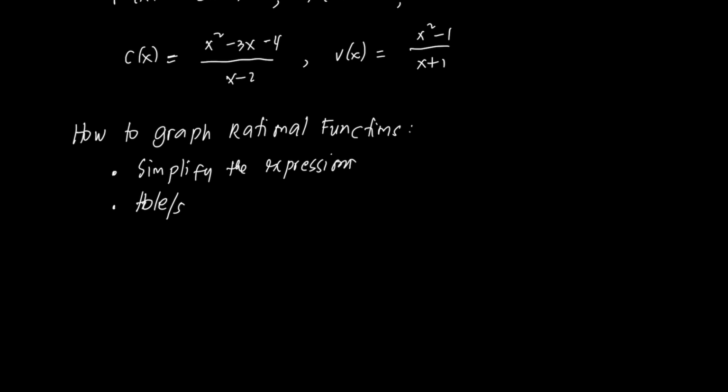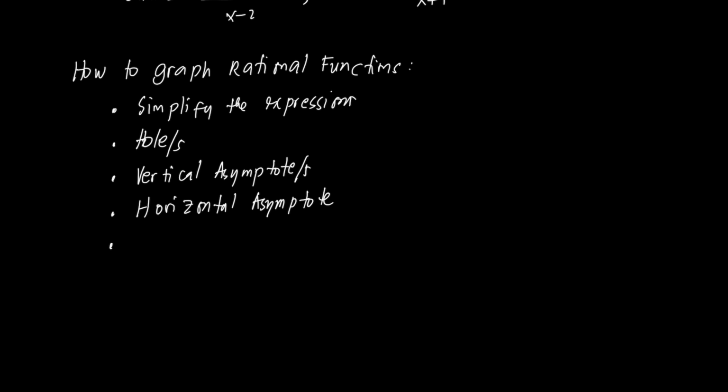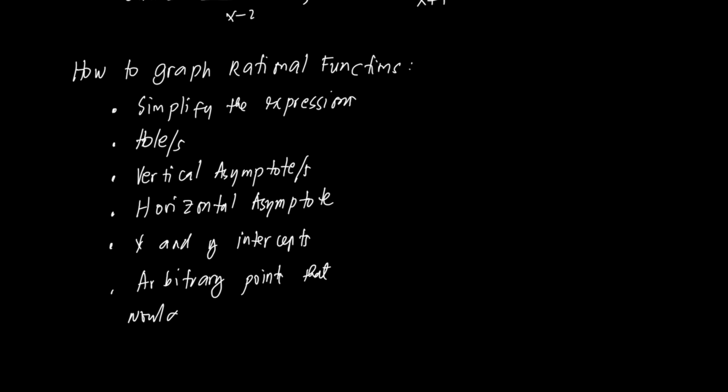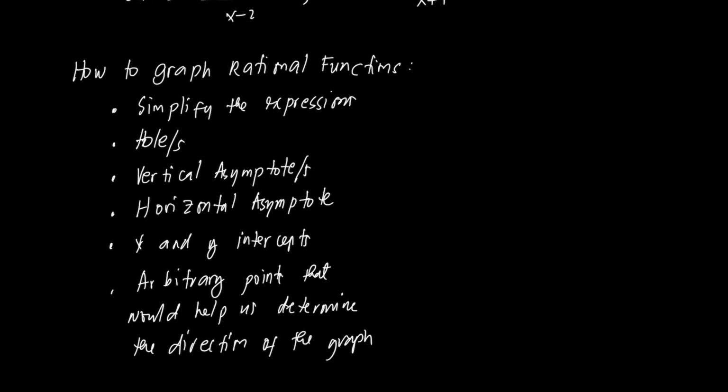Then find the hole or holes of the graph, then find the vertical asymptote or asymptotes, then find the horizontal asymptote, and then find the x and y intercepts, then identify arbitrary points that would help us determine the direction of the graph. Okay, so these are the steps.